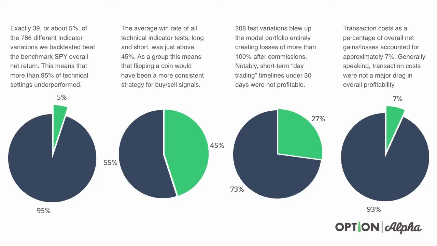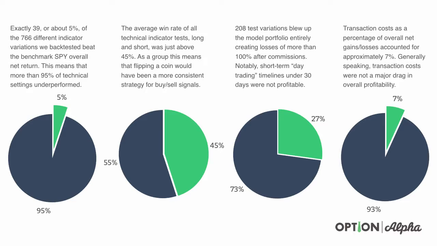You've got a higher probability of success if you flip a coin and buy or sell the stock based on the heads or tails of that coin flip. Because as a group, everything that we tested, so many different indicators, so many different variations, they were very, very inconsistent with just being able to pick direction.